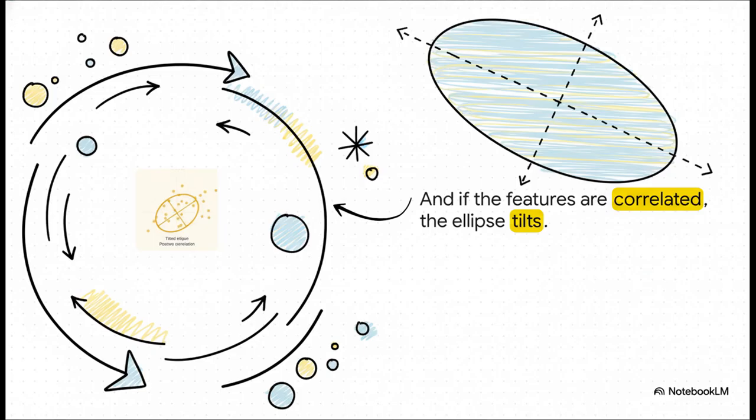And here it is, the final piece of the puzzle. What happens when our features are actually correlated? Well, that covariance, whether it's positive or negative, acts like a force that tilts the ellipse. It gets knocked right off the axes. The stronger that correlation, the more tilted and squished the ellipse gets. This is the key. Correlation causes rotation.